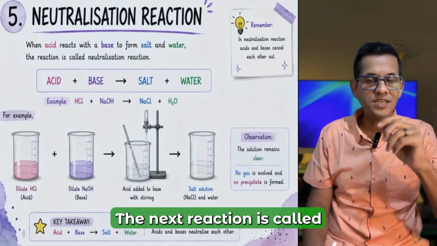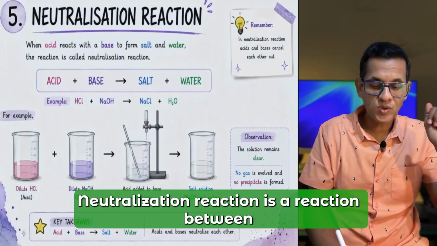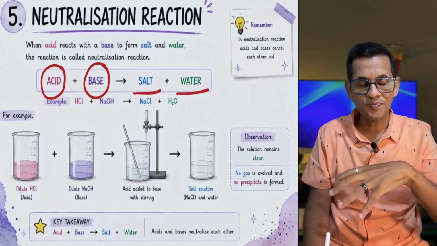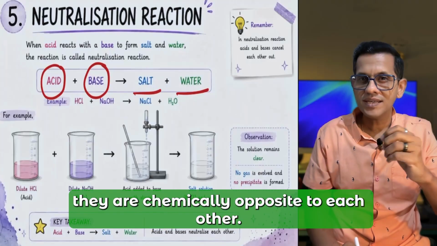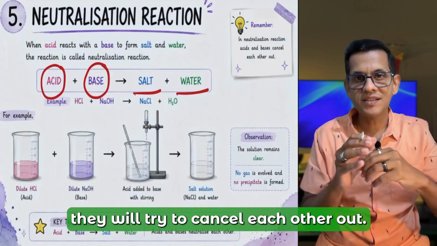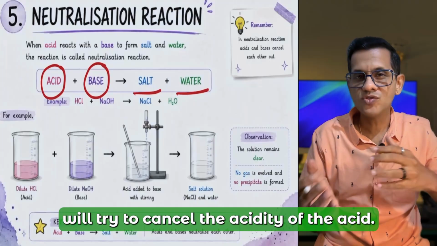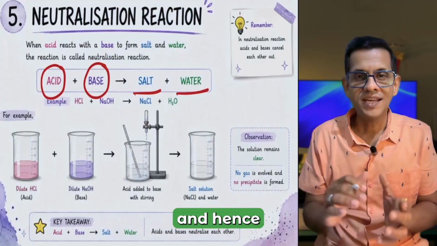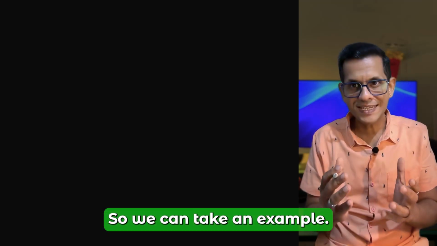The next reaction is called the neutralization reaction. Neutralization reaction is a reaction between an acid and a base to form salt and water. When acid and base react with each other, they are chemically opposite to each other, so when they react, they will try to cancel each other out. The acid will try to cancel the basicity of the base, and the base will try to cancel the acidity of the acid. So basically they try to neutralize each other, and hence we can call this reaction a neutralization reaction.